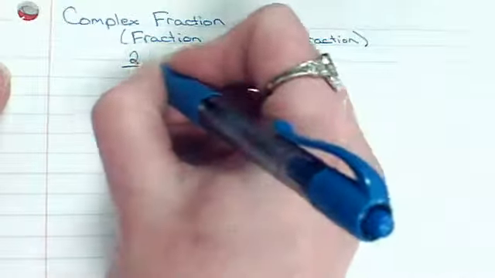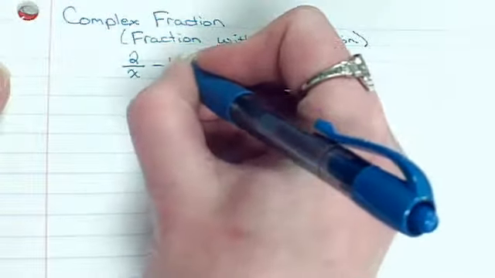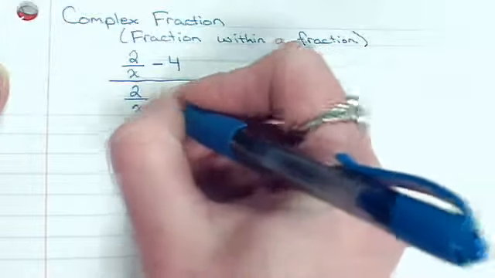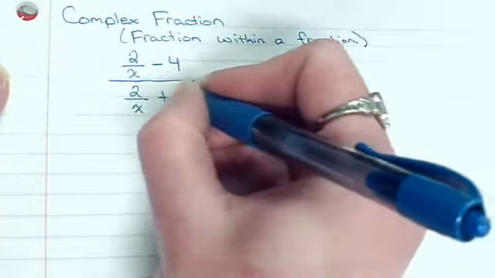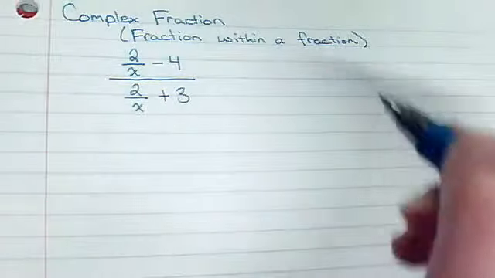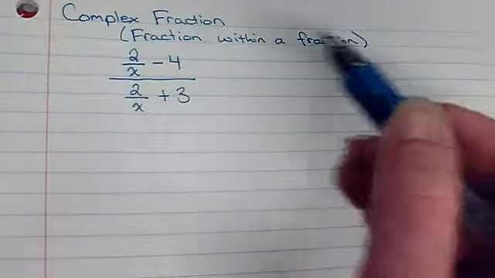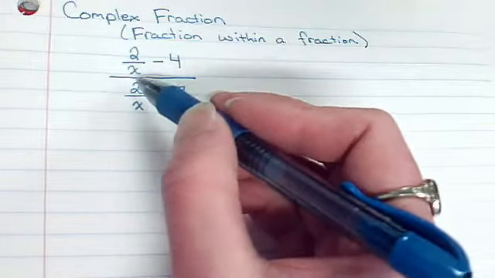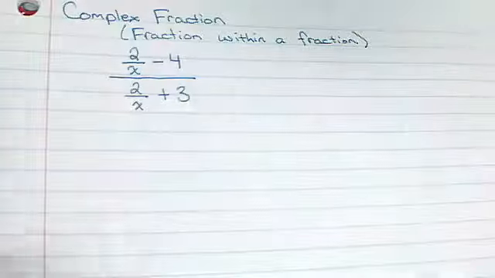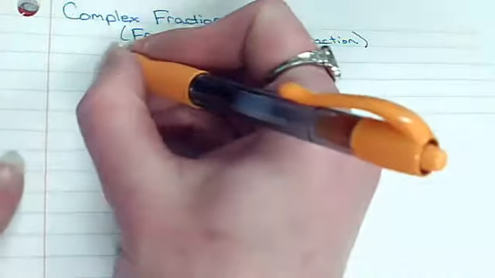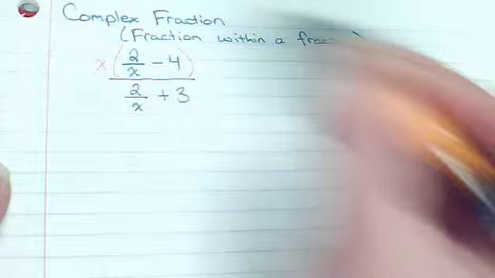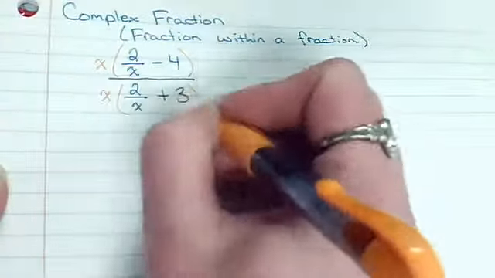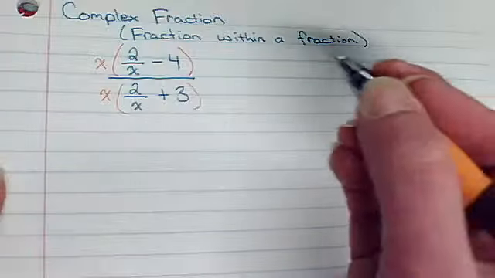I've got 2 over x minus 4 over 2 over x plus 3. All right, so we want to get rid of the fractions within a fraction. Well, I know if I multiply 2 over x by x, the x's would cancel and I'd be left with 2. So let's try it. Let's multiply the numerator by x. Now, remember, if I do that to the numerator, I better do it to the denominator because it's really multiplying by a version of 1.